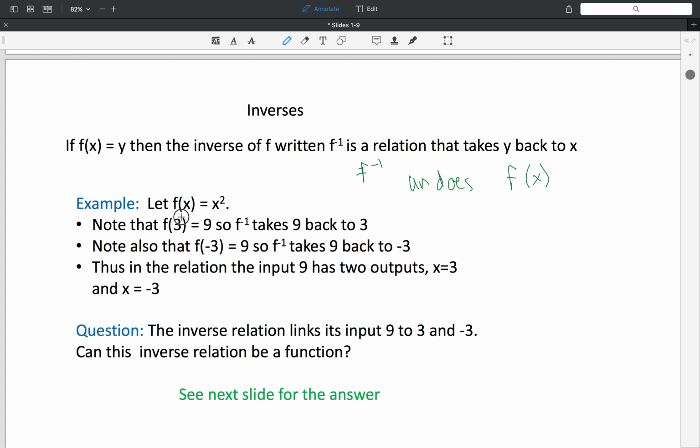Okay, so here's an example. Let f of x equal x squared. I'm going to give you some examples. F of 3 is 9, so f inverse takes 9 back to 3. So we have that the input of the inverse is 9, and the output of the inverse is 3. Okay. Now let's look at what happens with minus 3. F of minus 3 is 9, so the inverse takes 9 to minus 3.